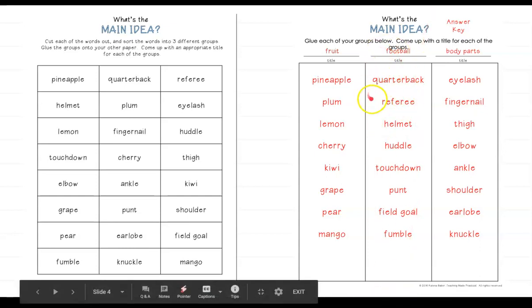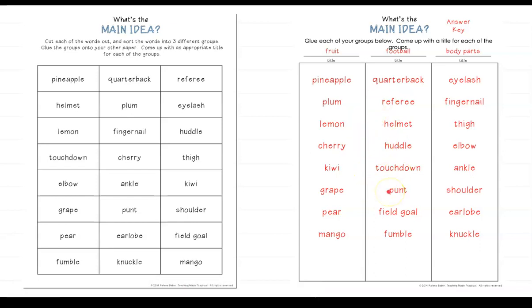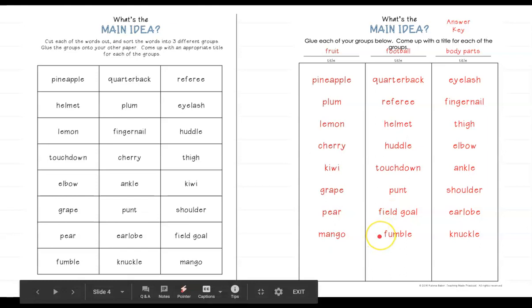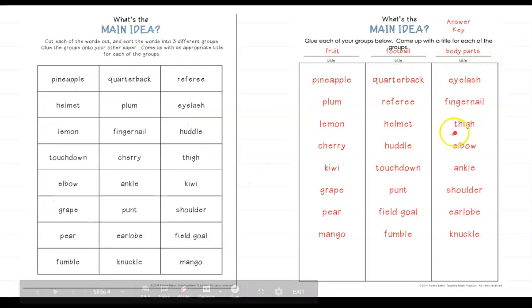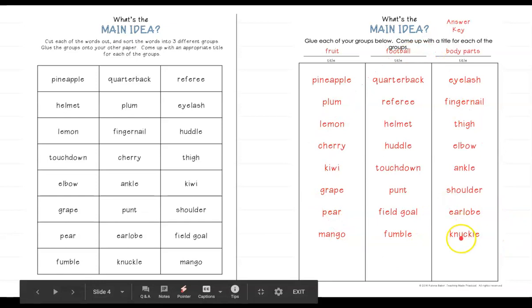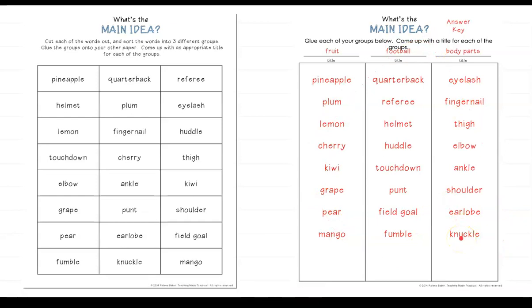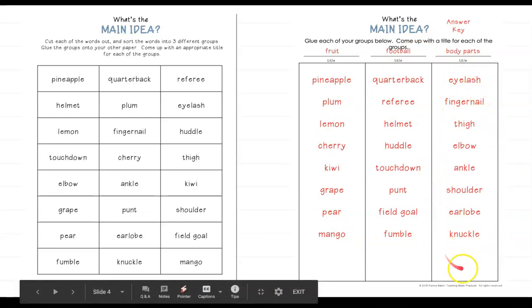So quarterback, a referee, a helmet, a huddle, a touchdown, a punt, which is when they kick the ball, a field goal, and a fumble, okay? Lastly, body parts. We looked in here, we found all the body parts: eyelash, fingernail, thigh, elbow, ankle, shoulder, earlobe, knuckle. So sorting all these things, because if I were to read a paragraph about body parts, these would all support that by talking about different body parts.